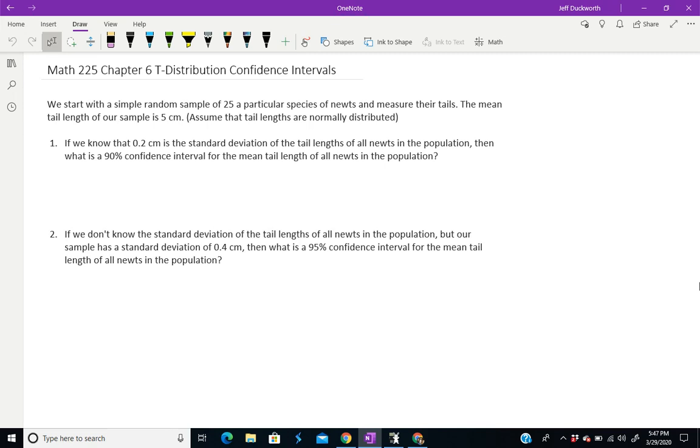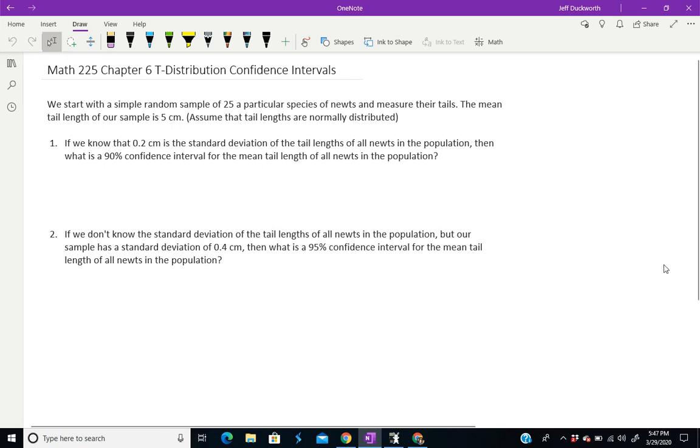All right, so our question reads: we start with a simple random sample of 25 of a particular species of newts and measure their tails. The mean length of our sample is 5 centimeters. We're also assuming that the tail lengths are normally distributed. So we need our data to come from a normal distribution, or something approximately normal, in order to use the t-distribution for a small sample size.